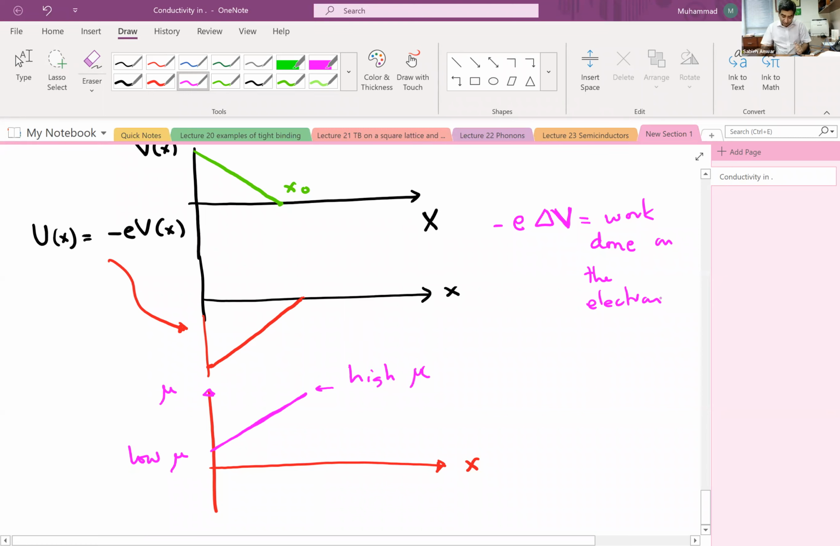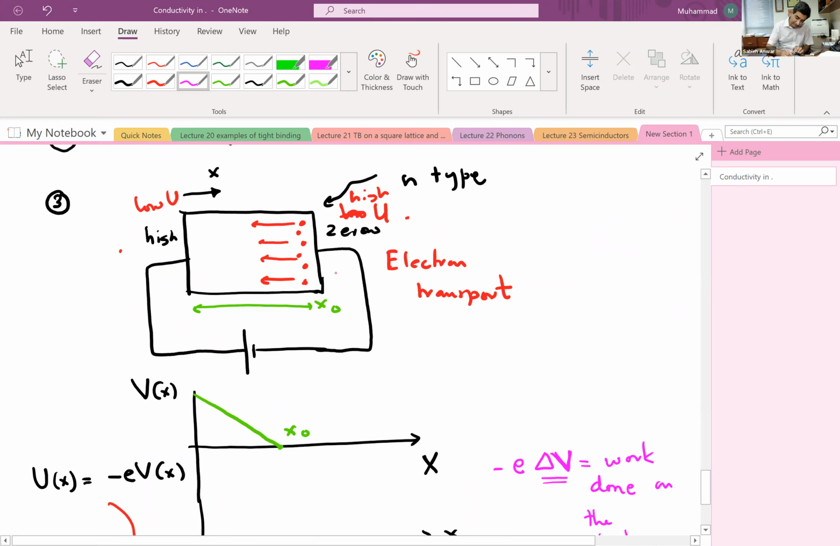All right. So exactly in the same fashion, this delta V plays the role of a chemical potential. In fact, the work done on the electron in this case is equal to the change in the chemical potential as the electron goes from the right to the left of this n-type material. So the chemical potential is also telling us the work done on the electron.